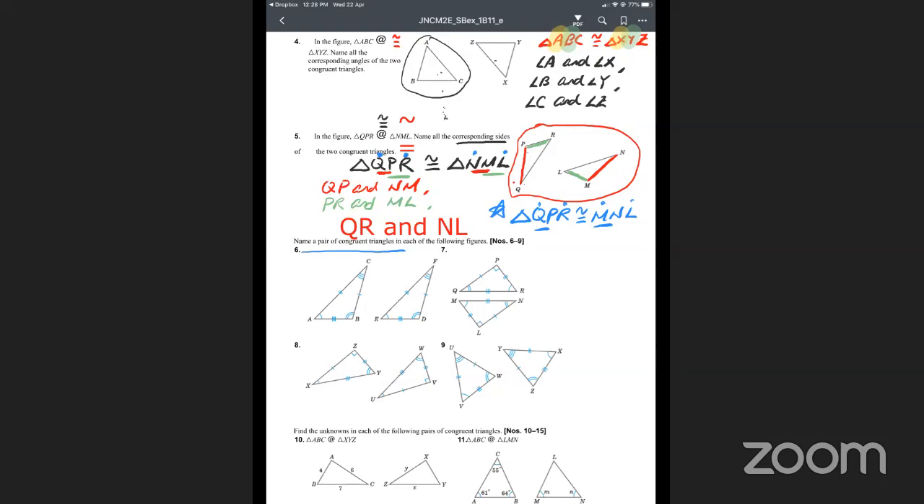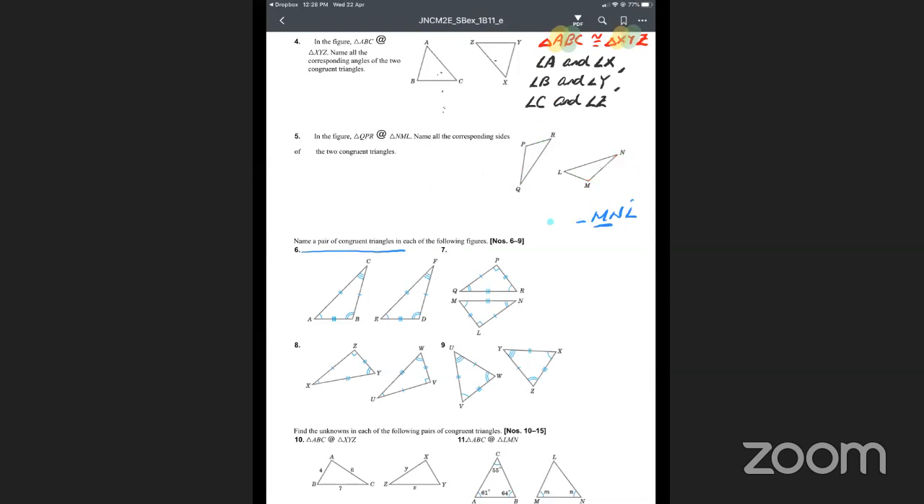Okay, just go back here. Make sure you write it in sequence. You know what I mean, I think. Then this is the case we need to do. Now, in the next question, from question 6 to 9, you can see that you are asked to name the congruent triangle.